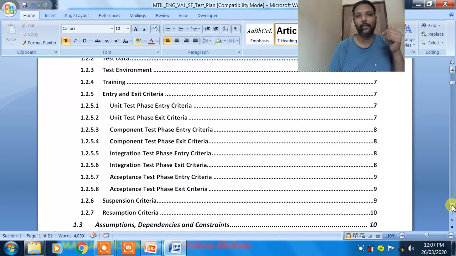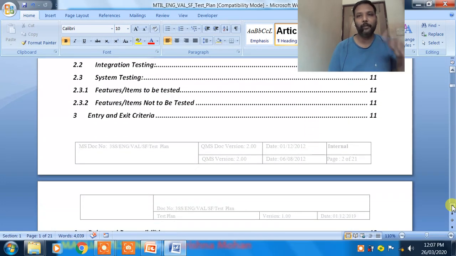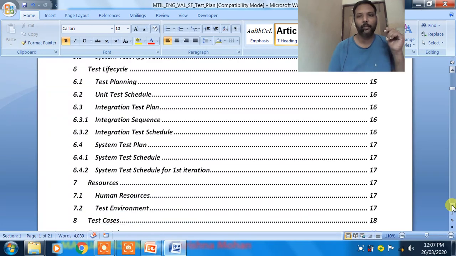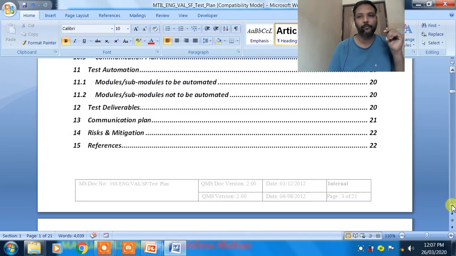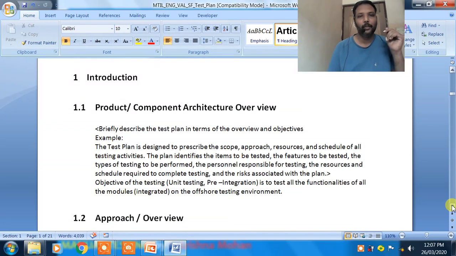Then this is the table of contents. Anyhow, we will be seeing all those things. Then first, it is the product overview. What is the product all about? This information we will be getting from the requirement documents or from the test project plan itself.